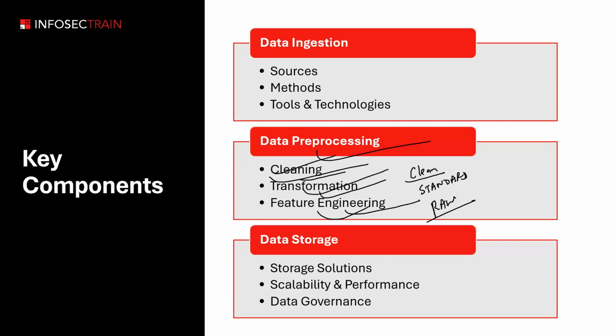Is it clear? Let's take an example. We have two types of entry here. Customer underscore purchase.